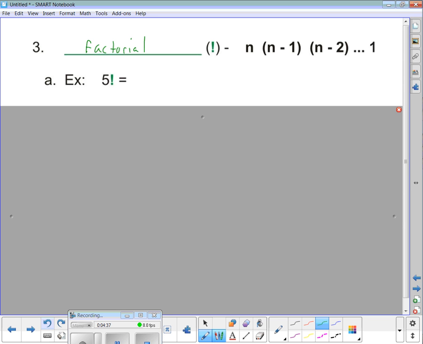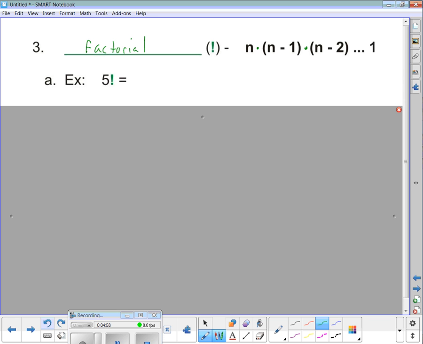Factorial. What is factorial? We take the number times n minus 1. Look, n minus 1 is just a fancy way of saying the next lower number, times n minus 2, which again is the next lower number, dot, dot, dot, n minus 3, n minus 4, n minus 5, until you finally get down to the number 1.